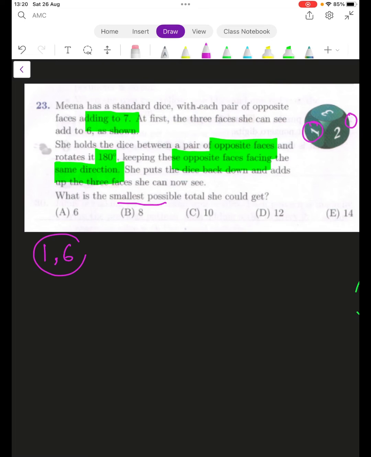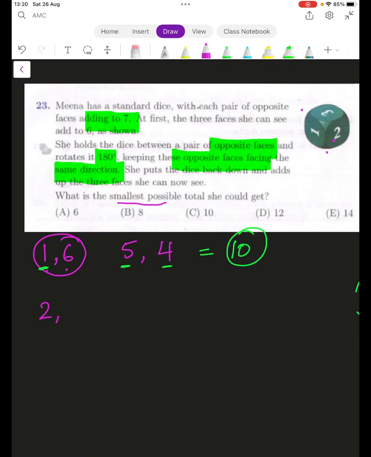So if she holds 1 and the opposite side 6 between her finger and thumb and flips the dice, that means 2 will flip over to the other side, and we will be able to see 5. Similarly, 3 would go down and the opposite side 4 would show up, and of course 1 and 6 will remain in the same place. So I will still be able to see the 1, the 5 in the new place, and 4. So the total would be 5 plus 5, 10. So in this case, the total is 10.